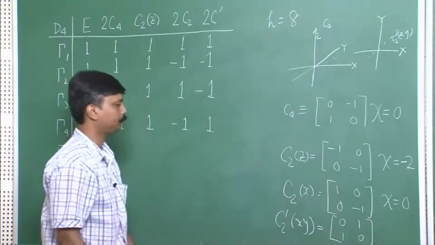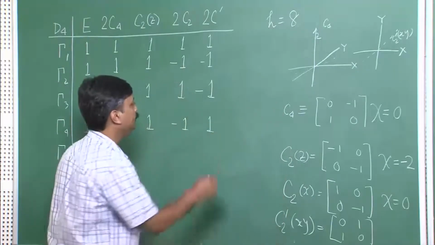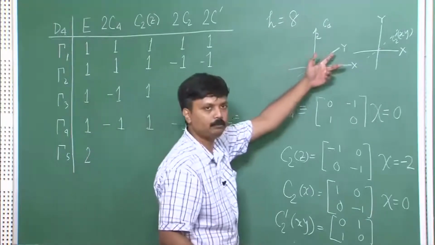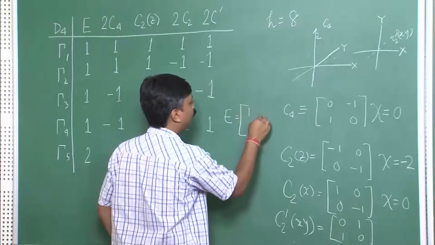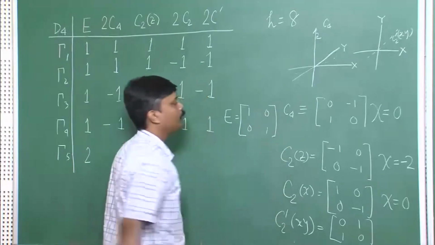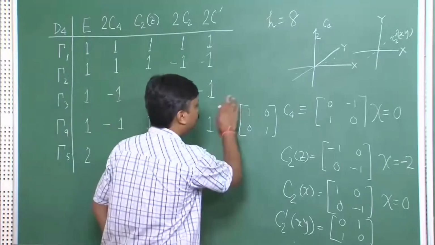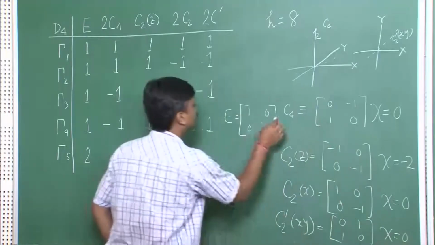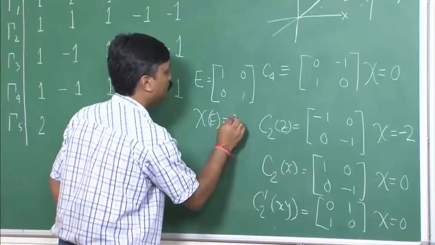So, we have got these matrices for these four operations, and identity we know is always going to be a unit matrix. We are talking about 2 basis functions, so the dimensionality will be 2. So, I have a unit matrix of rank 2. These are the matrices and the corresponding characters are here. So, the character of E is equal to 2.